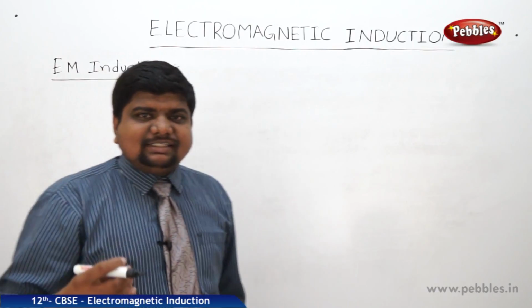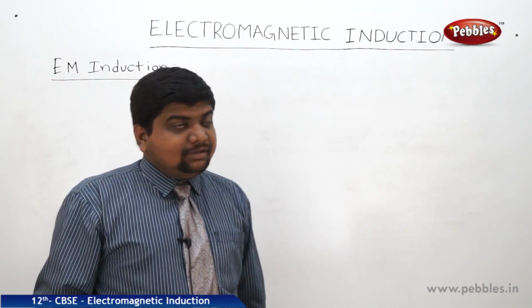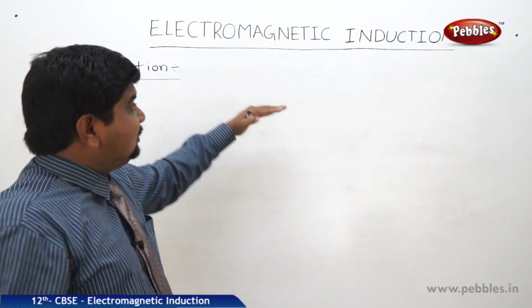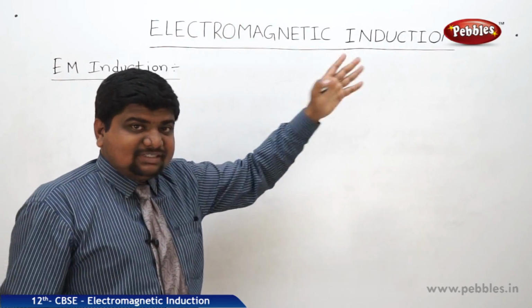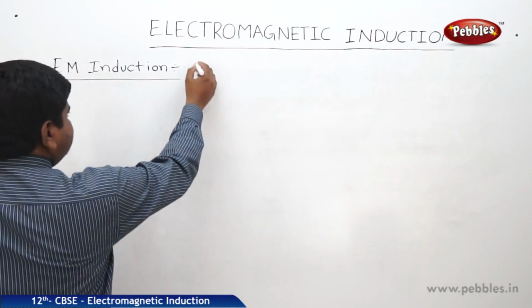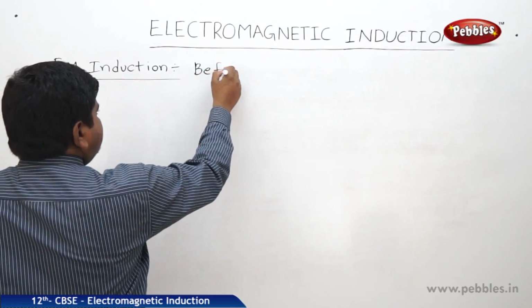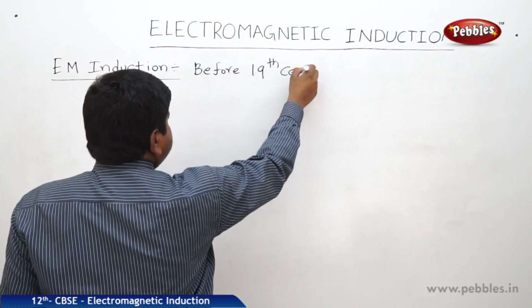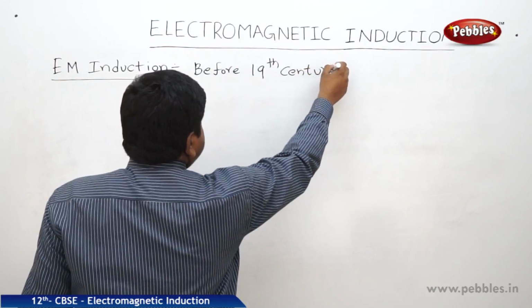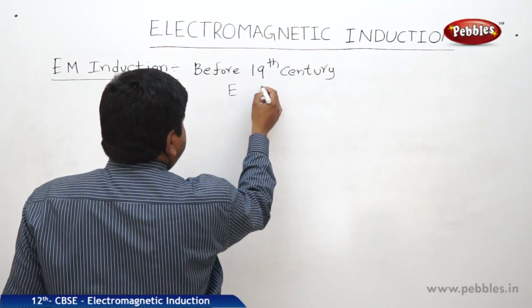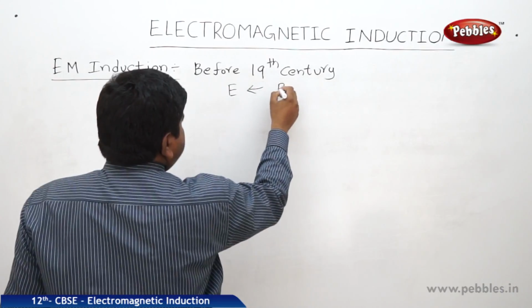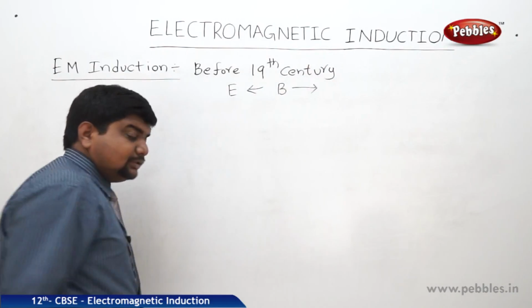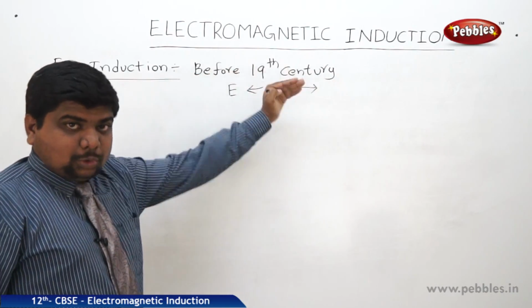Before the early stages of the 19th century, most scientists and everyone thought that electric fields and magnetic fields are separate. Before the 19th century, electric field and magnetic field were both considered separate. That was their assumption, which is not true.